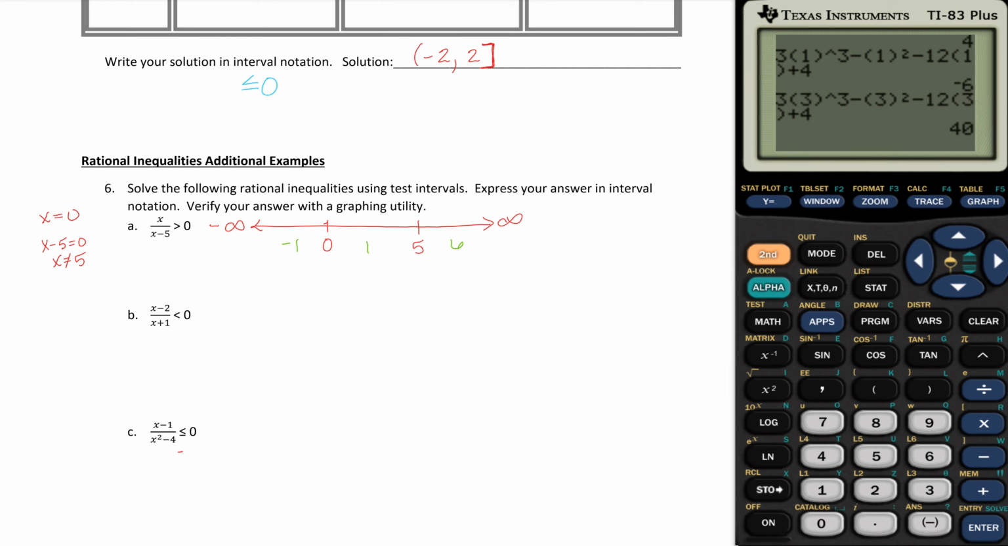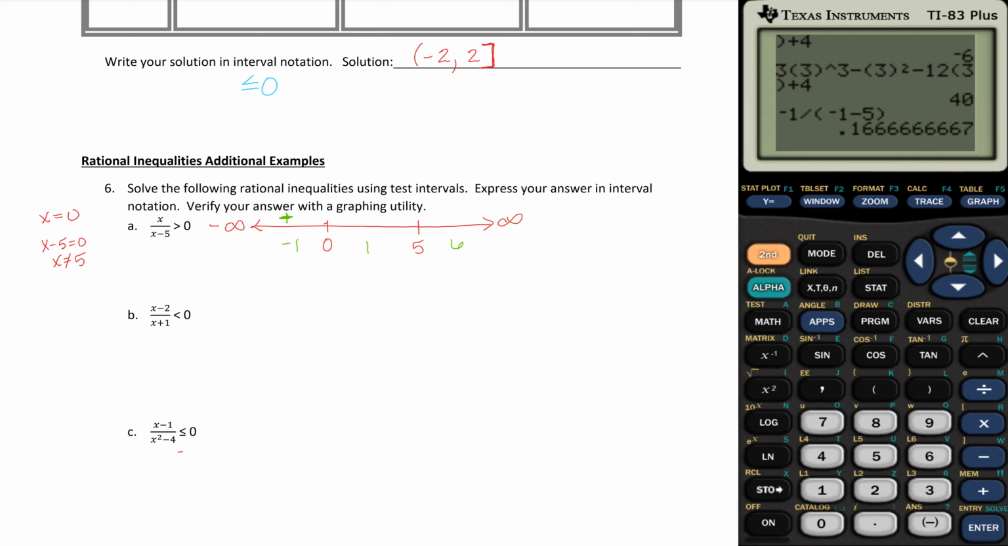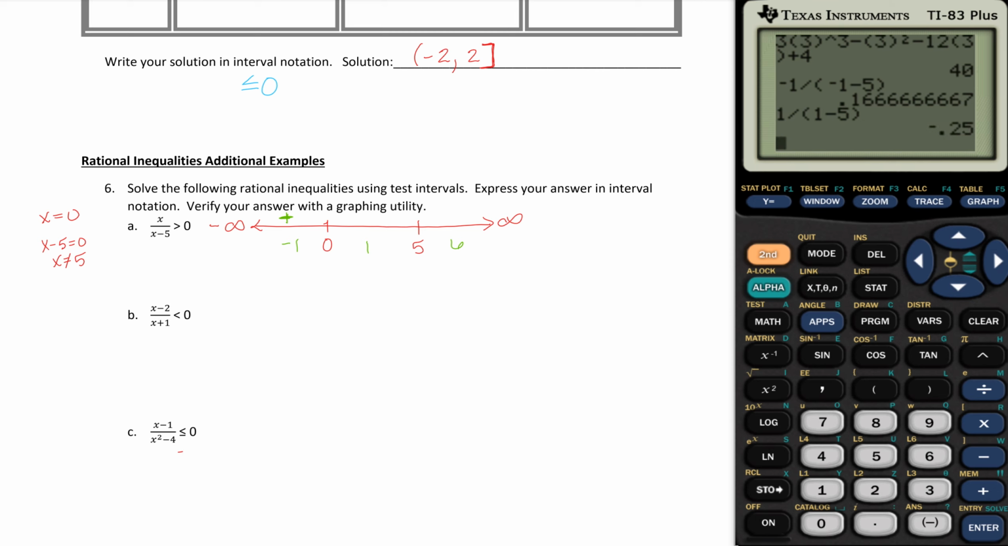I'm going to do negative 1 over negative 1 minus 5. Whoops. Negative 1 over negative 1 minus 5. I get a positive answer. Second, enter. I'm going to change that negative 1 to a positive 1, so I'm going to delete the negative. What do I get? I get a negative answer. For 6, I'm going to go second, enter. I'm going to plug in that 6. Positive answer.